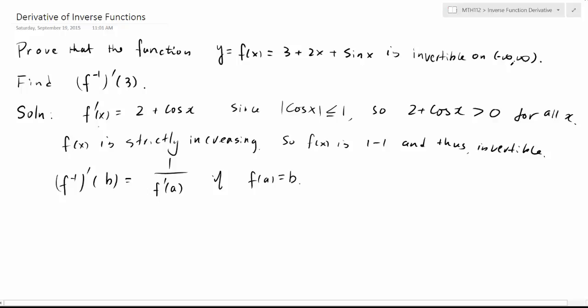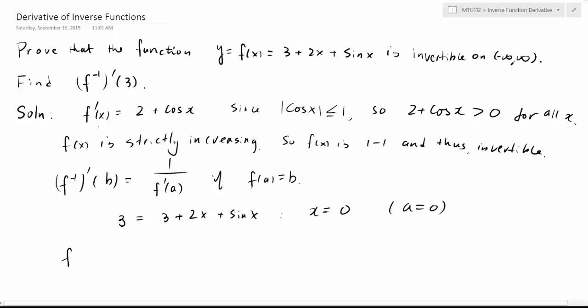So if we want to find the inverse derivative at the point 3, we need to find a point a so that the value of the function is 3. So we need to solve 3 equals 3 plus 2x plus sine x. This is pretty easy to solve because we see that x must be equal to 0. That's the only possible solution. That means a is equal to 0.